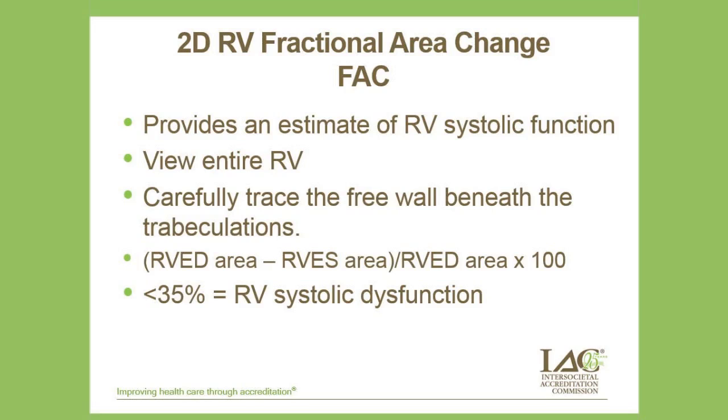So we use the equation below, where it's right ventricular end-diastolic area. We acquire that and trace that out, plug that into that part of the equation. Then we trace out in the same cardiac cycle the right ventricular end-systolic area, and then we divide that by our right ventricular end-diastolic area and multiply it by 100 to get a percentage there. So anything less than 35% is going to be considered RV systolic dysfunction.